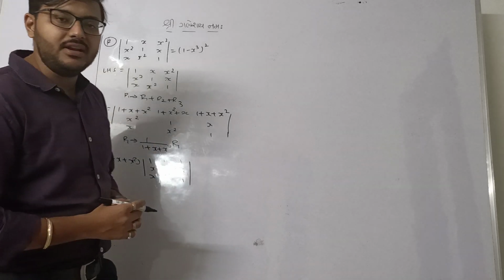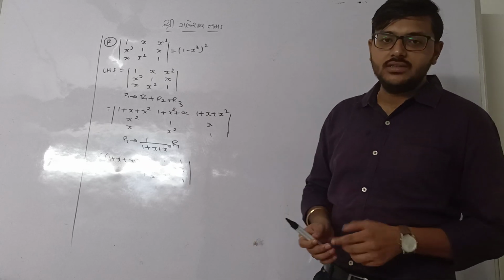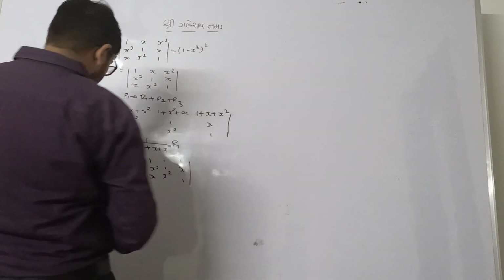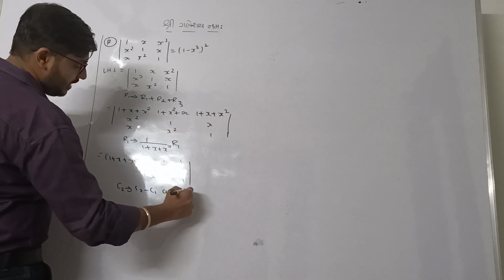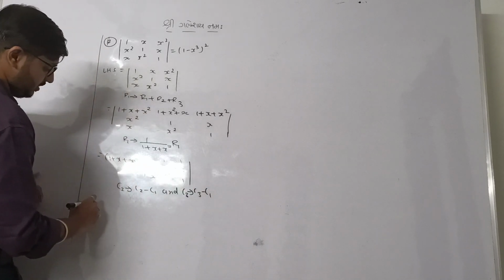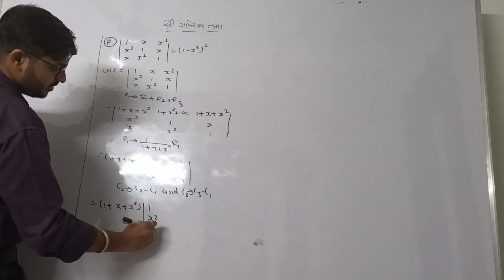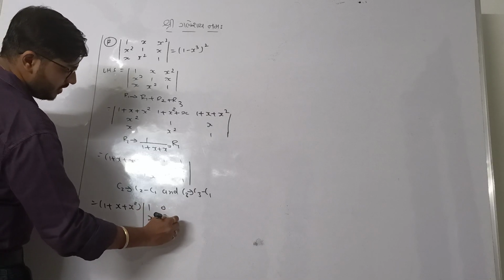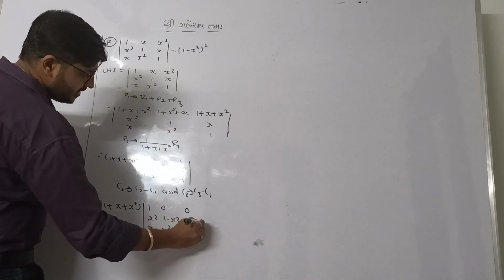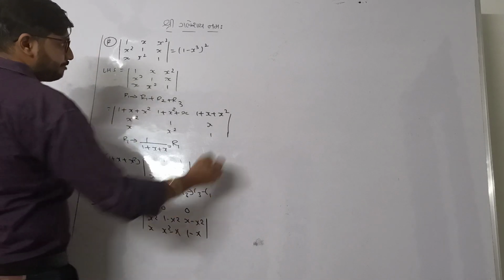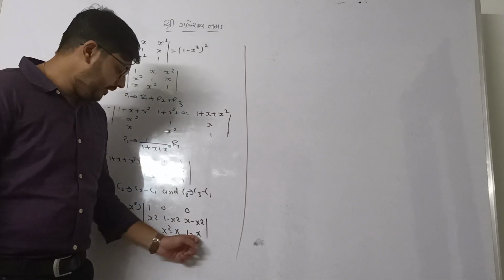And now, as we are all familiar with the operation, if we have 1, 1 and 1, then we go with the zeros. To get zeros, let us apply C2 to C2 minus C1 and C3 to C3 minus C1. This will give us 1 plus x square plus x, and the rows 1, 0, 0; x, 1 minus x, x square minus x; x square, x minus x square and 1 minus x square. So now we just have to expand the determinant.